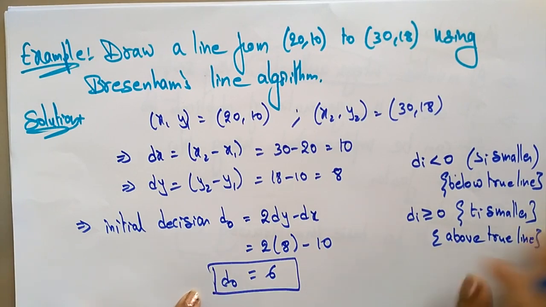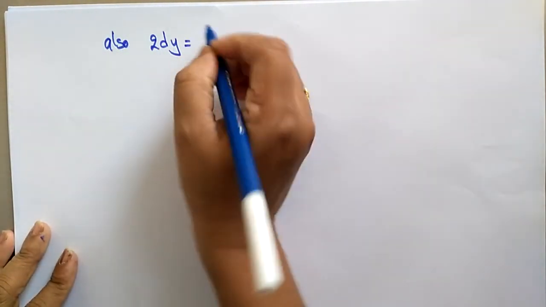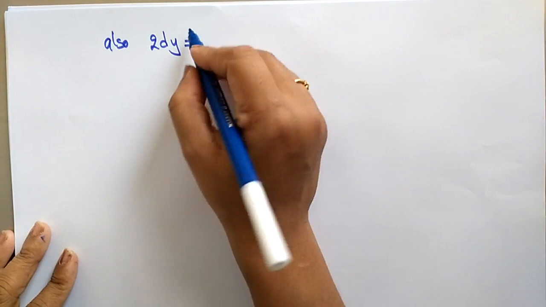Also just calculate 2dy. 2dy is nothing but 16. And 2dy minus 2dx is equal to minus 4. So just substitute the dy value and dx value and you will get this. So d0 is 6.